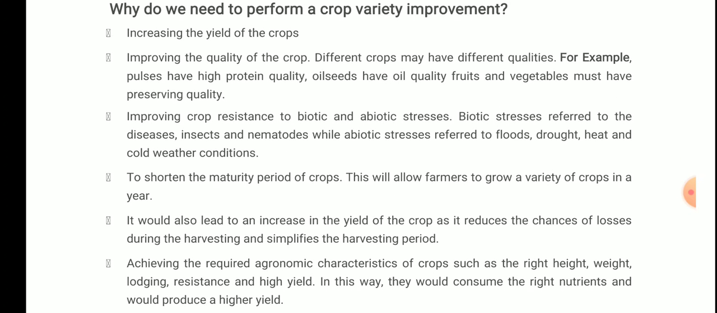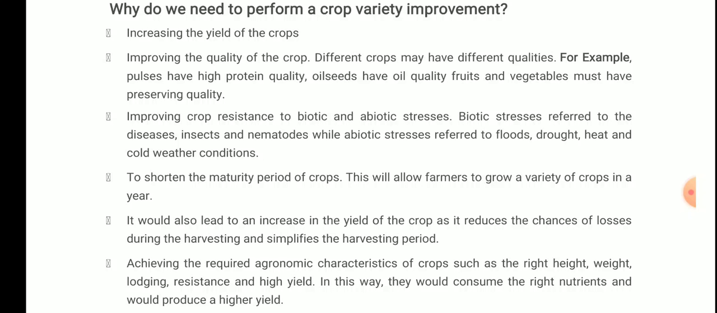Next, why do we need to perform crop variety improvement? What is the need to carry out the process of crop variety improvement? We need to carry it out for the following points. First, increasing the yield of the crops. Second, improving the quality of the crop. Different crops may have different qualities. For example, pulses have high protein, oil seeds have high oil quality, fruits and vegetables have preserving quality.